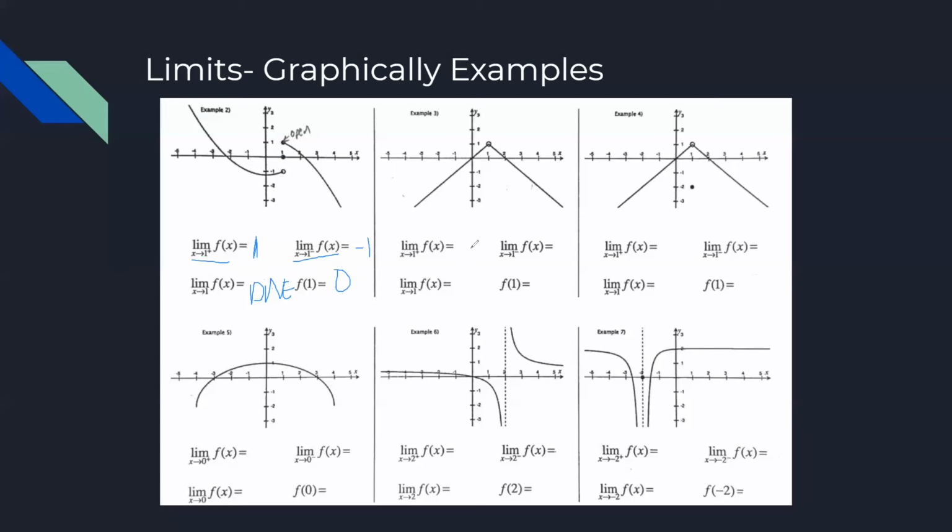Okay, so the next one. Now the limit as x approaches 1 from the right is 1, and from the left, also 1. Therefore, the limit exists, and it is 1. And f of 1, because there's an open circle, it's undefined. There's no actual value that's given, circled, or filled in to be f of 1.